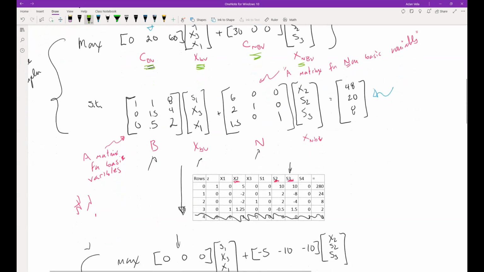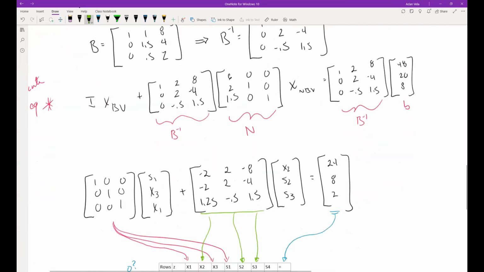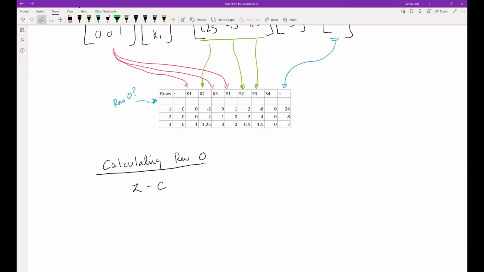Right? So if we shuffle things around, we can rewrite that as Z minus CBV times XBV minus CNBV times XNBV. And this is all equal to 0.